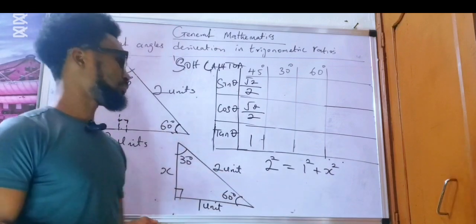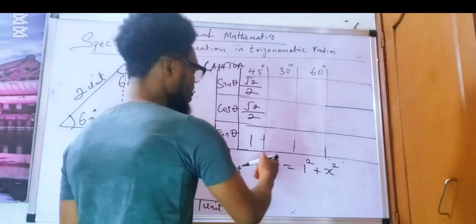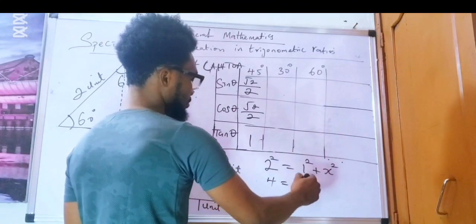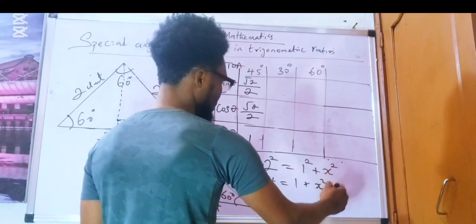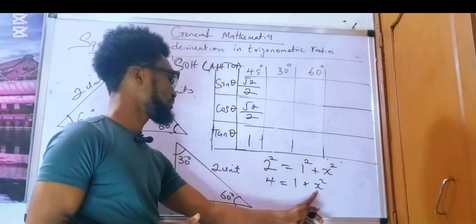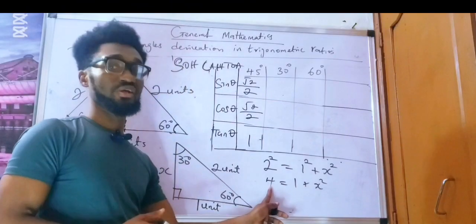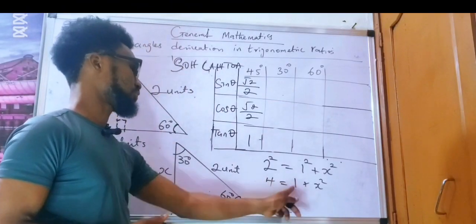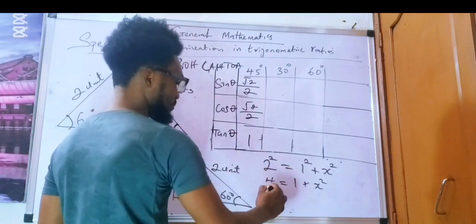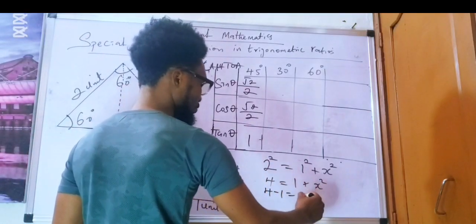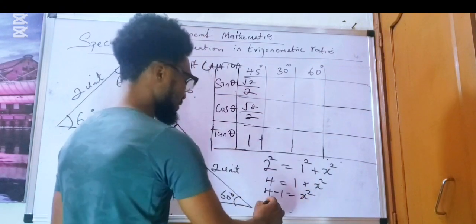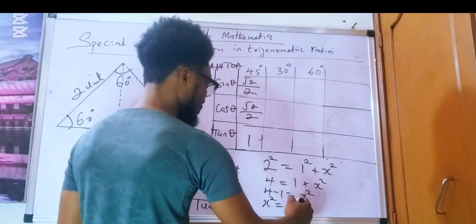Applying this properly, 2 squared means 2 times 2, which gives you 4, is equal to 1 squared, which is 1, plus x squared, right? Good. So the value of x is what we are trying to determine. For us to get this value, we have to subtract 1 from both sides, or move this 1 over. Moving this 1 over, it changes to minus. So we have 4 minus 1, which is equal to x squared, right? So x squared is equal to 4 minus 1, which is 3.